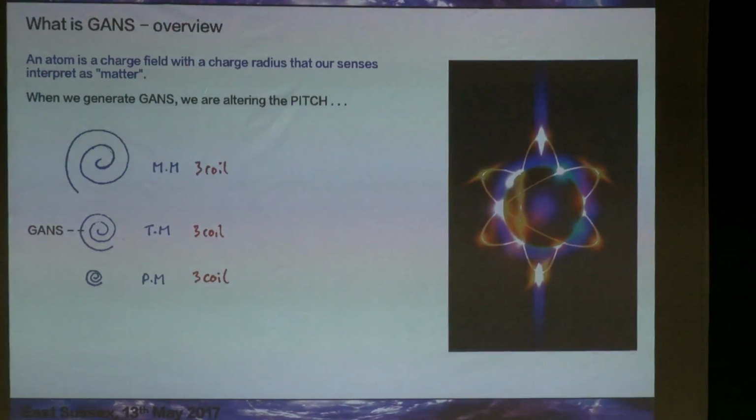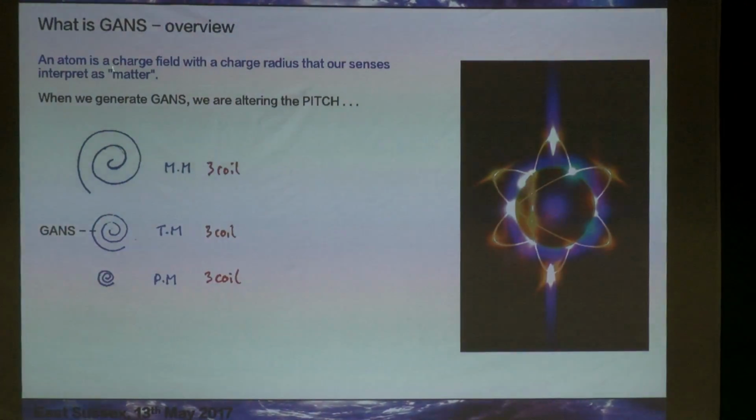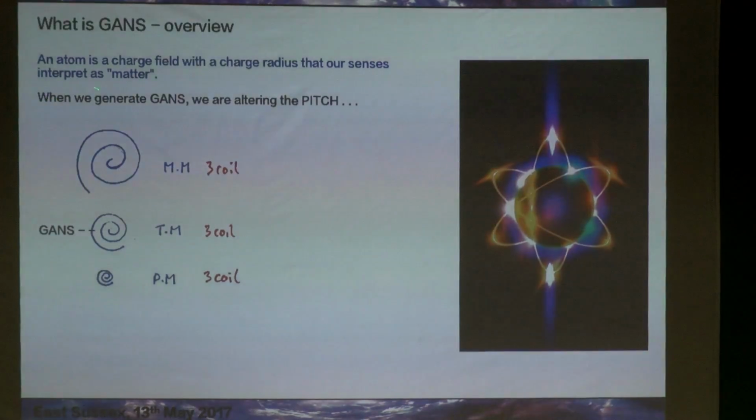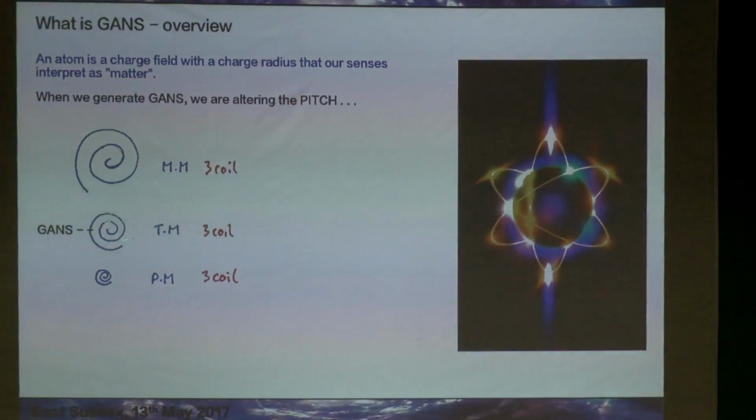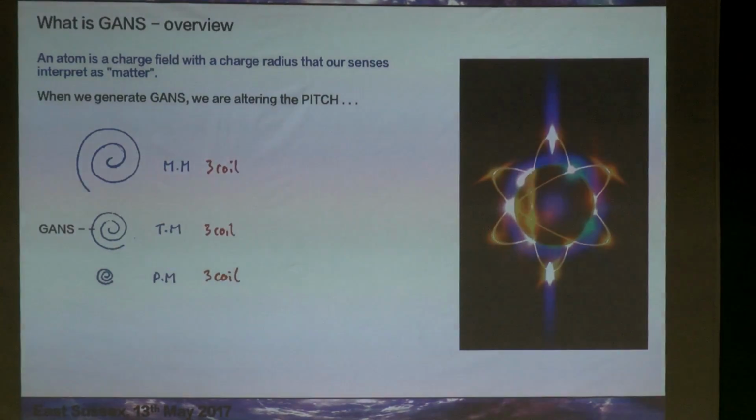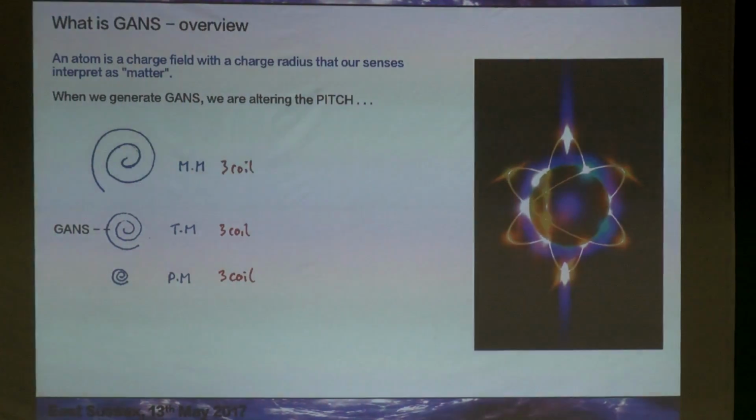So we place them here. It's a charge field with a charge radius that our senses interpret as matter. So we're still interpreting GANs as matter, but actually it's holding a lot more frequencies. We're just altering the pitch. So matter state we're here. We're tightening the coil into transition matter state. And GANs bridging between that and plasmatic free matter state. Don't worry if you don't get it.